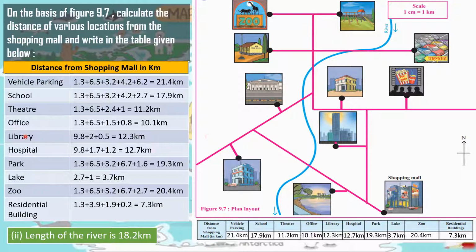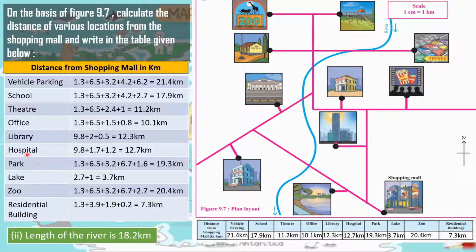Next one is library. Library is here. So we'll go from here. We'll measure this from here to here. That is, this distance is 9.8 centimeters plus 2 centimeters, and then this one is 0.5. So in total it is 12.3 kilometers. So from shopping mall to library it is 12.3 kilometers.